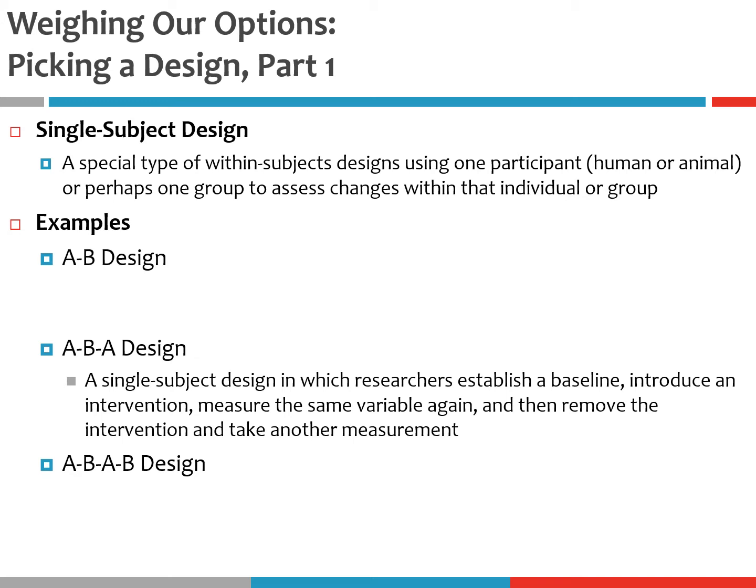Now, the caveat here is that it's only one person. This is a single subject design. So just because you get an effective AB or ABA or ABAB design does not mean the treatment works. It just means the treatment works for one person. And as a clinician or a clinical psychologist or a psychiatrist, that might be good for you because you're designing this for the one client that you're working with.